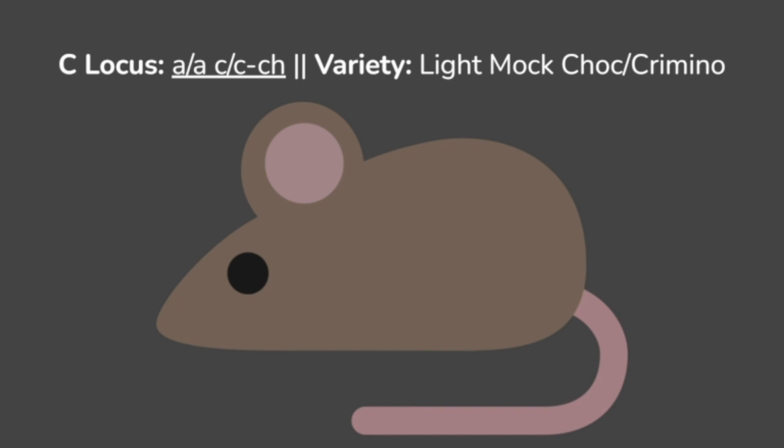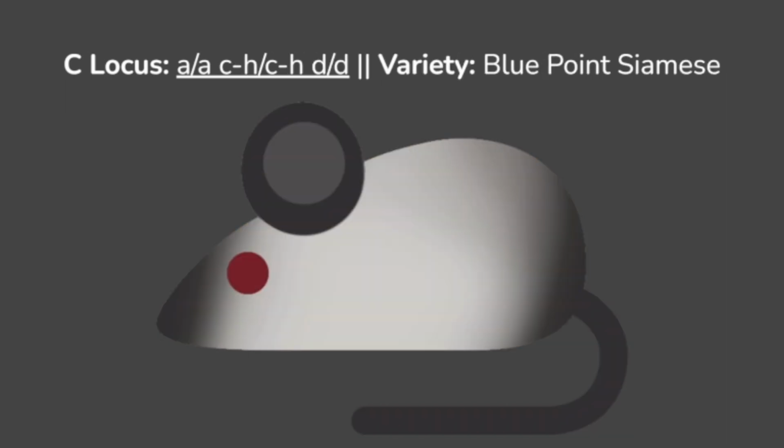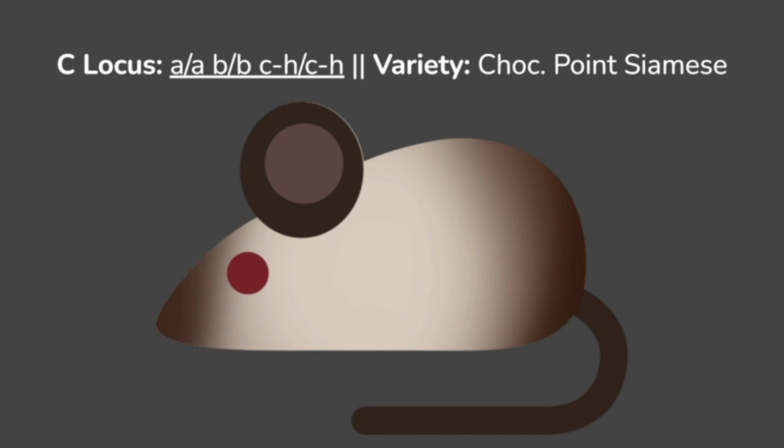There's a lot of varieties, so I'll just skip to some of the other colors now. You can also have Siamese on blue. It's called blue point Siamese. Or you could have Siamese with chocolate as a chocolate point Siamese.